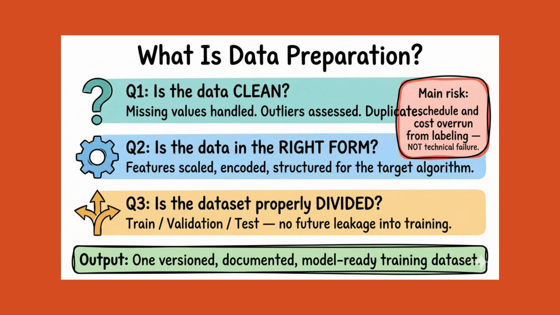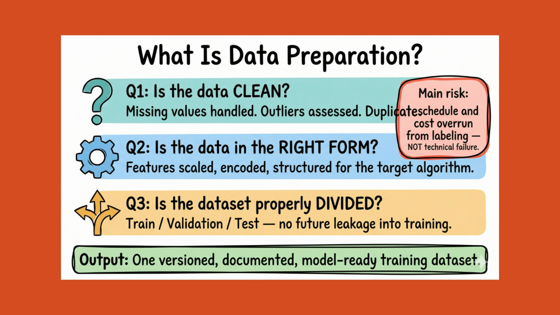There are 3 questions Phase 3 must answer for every project. First, is the data clean? Missing values filled or removed? Outliers assessed and handled? Duplicates eliminated? Invalid entries corrected? Second, is the data in the right form? Features scaled, encoded, and structured to match the requirements of the algorithm that Phase 4 will use. Third, is the training dataset complete and properly divided?